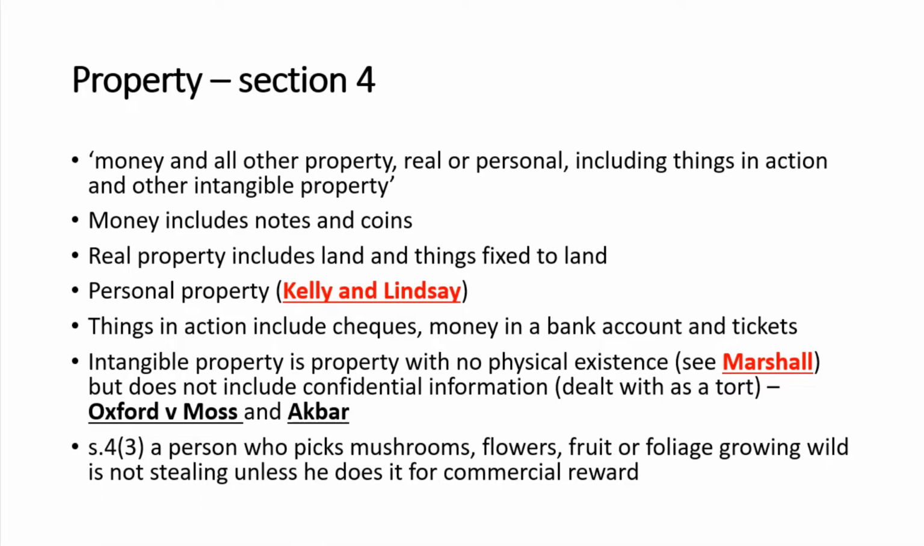Section 4.3 deals with things that are growing wild, like mushrooms, flowers, fruit and foliage, and it's not an offence to pick wild mushrooms, etc., unless you are doing it to sell for commercial reward. Similar provision for wild animals. You can't be convicted of stealing a wild animal, but you can be convicted of stealing an animal in captivity, so that would be something like somewhere from a zoo or a pet. There's also separate provisions for stealing electricity in Section 11 of the Act. So that's Section 4 dealt with.